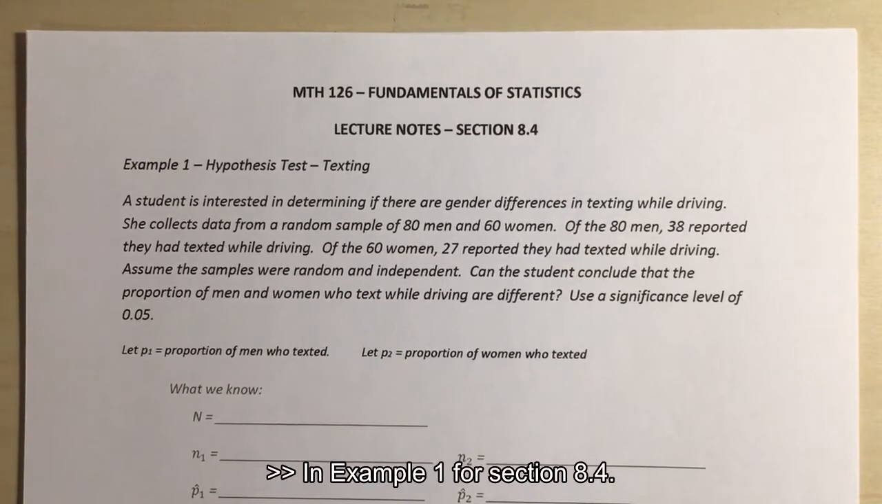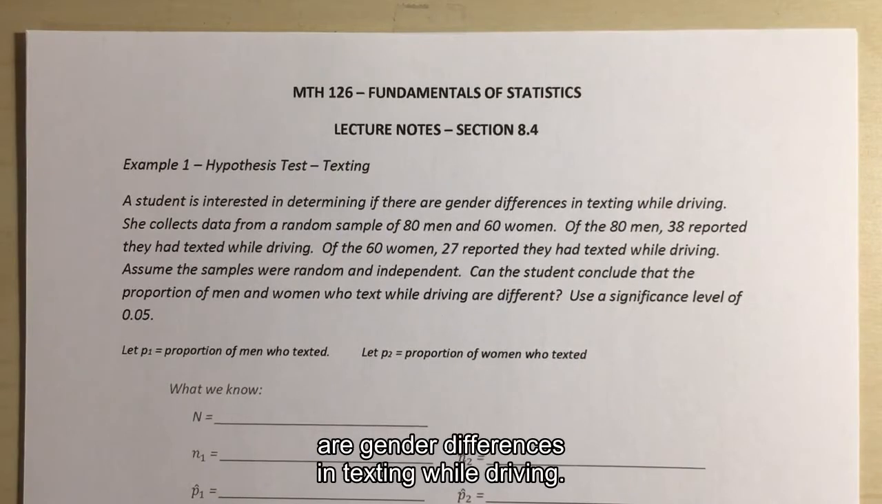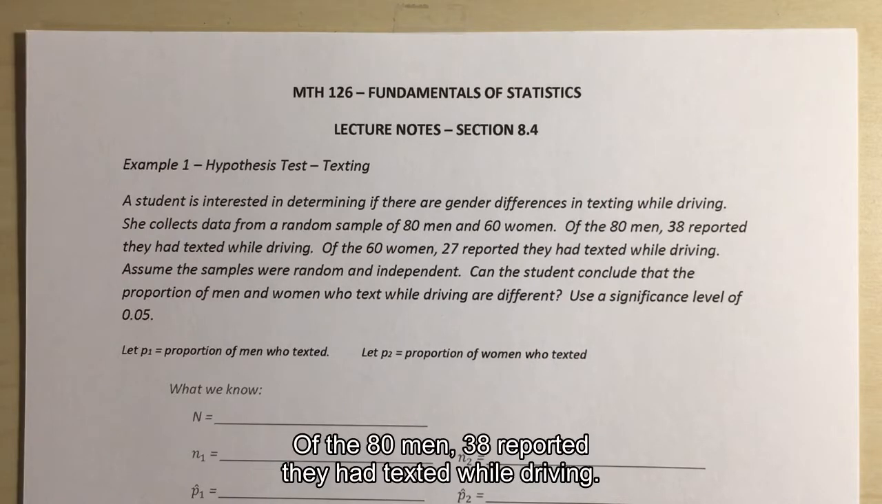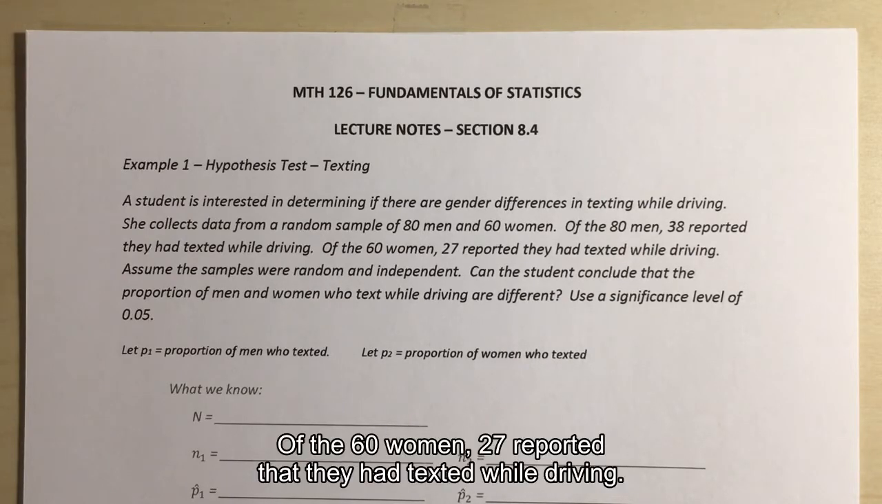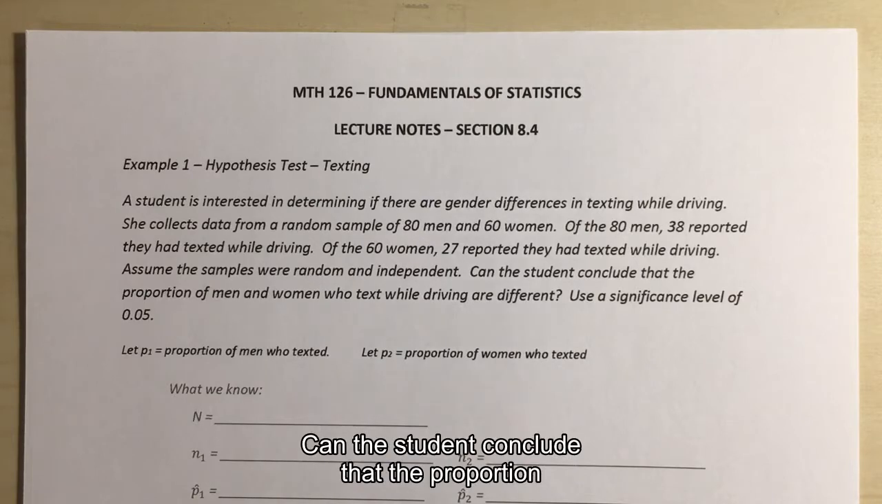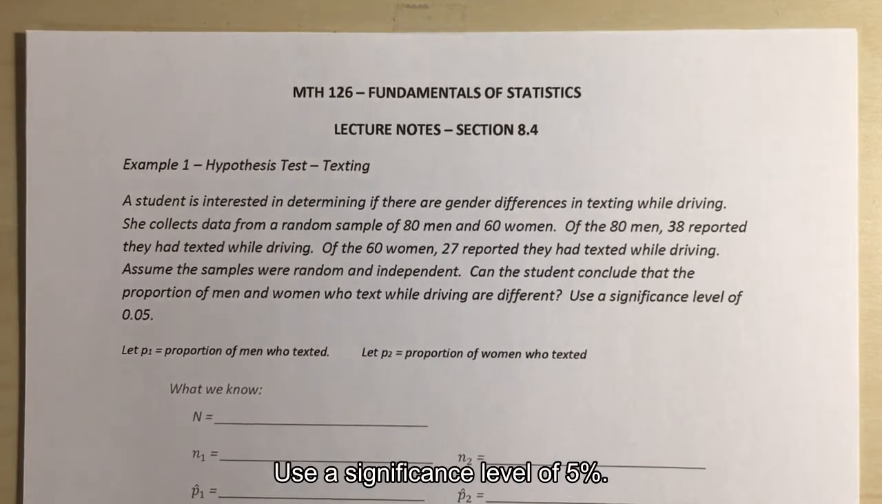All right, so in example 1 for section 8.4, a student is interested in determining if there are gender differences in texting while driving. She collects data from a random sample of 80 men and 60 women. Of the 80 men, 38 reported they had texted while driving. Of the 60 women, 27 reported that they had texted while driving. Assume the samples were random and independent. Can the student conclude that the proportion of men and women who text when driving are different? Use a significance level of 5%.